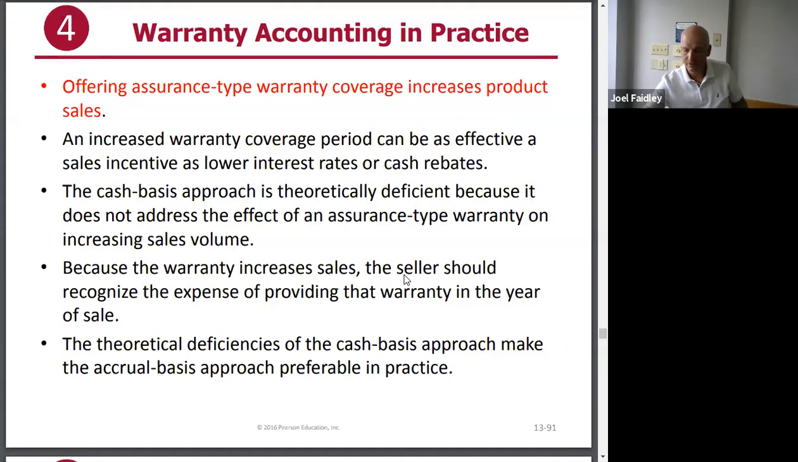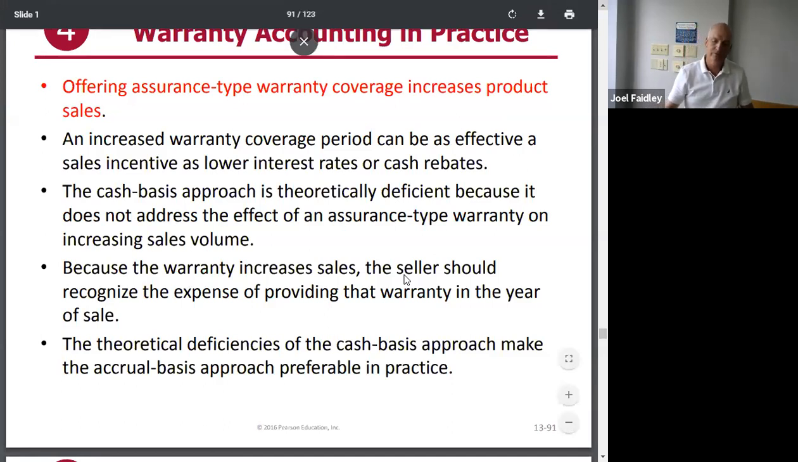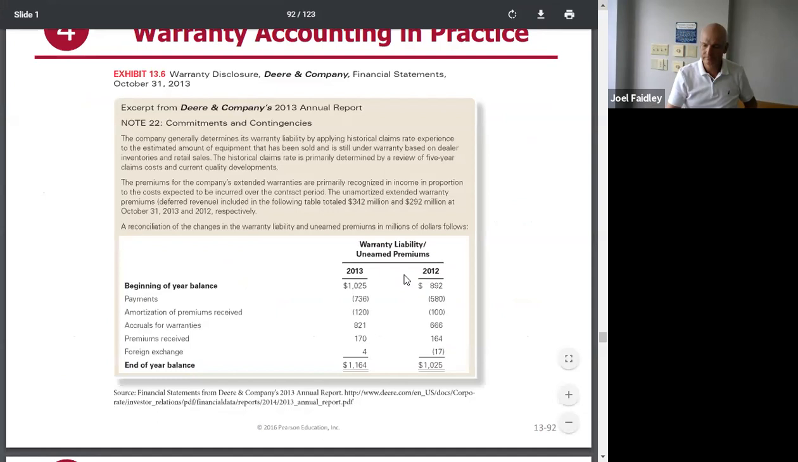I mean, everybody wants a long warranty that if something fails, you can take it back. You don't have to be nickel and dimed to death to buy that additional assurance. There's disclosures.